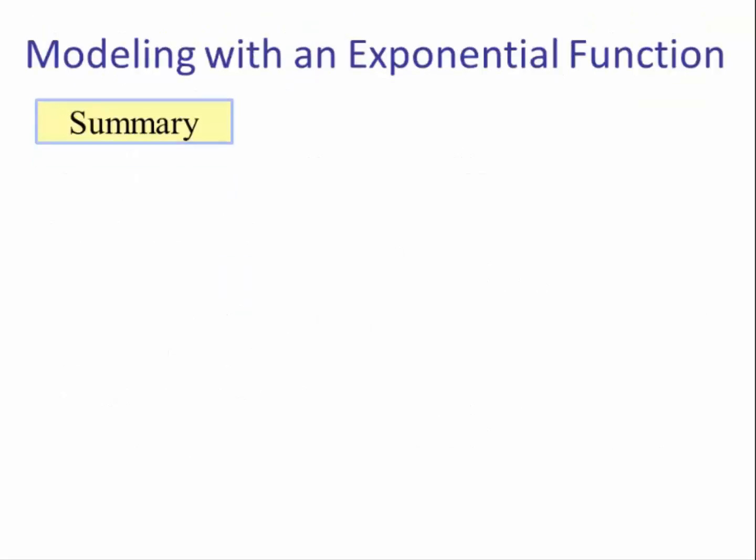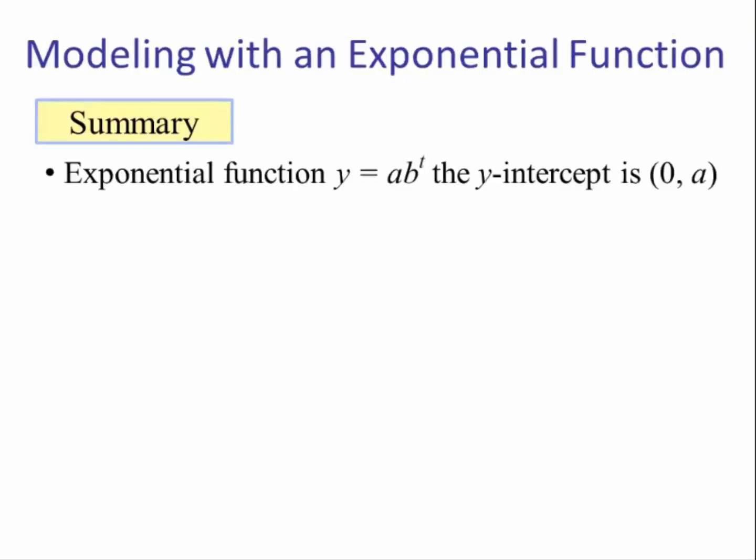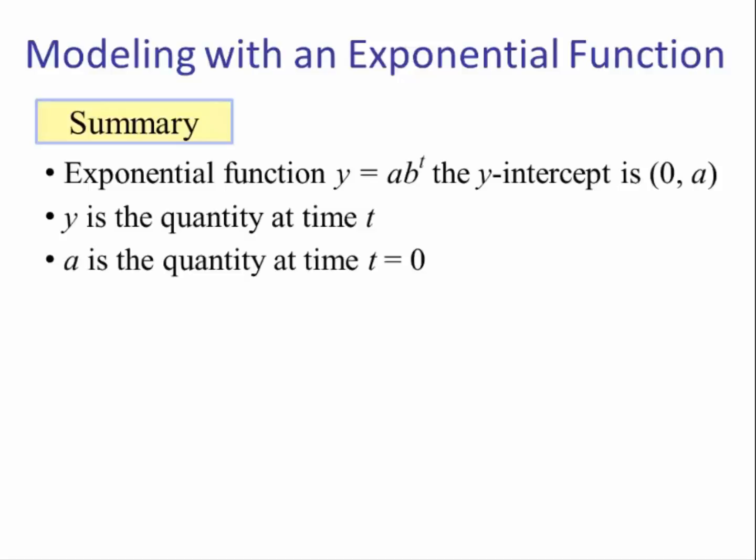Modeling with an exponential function. Summary. Exponential function y equals a times b to the t power has the y-intercept at (0, a). Y is a quantity at time t, and a is a quantity at time t equals 0. We can think of this as our initial value. This is what we start with.